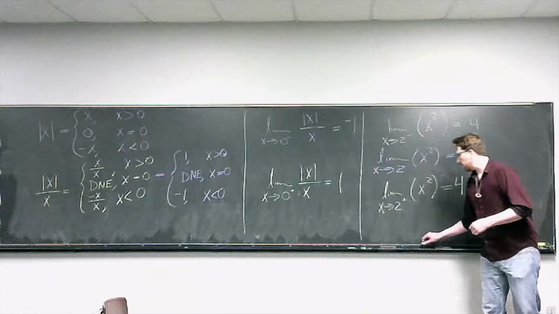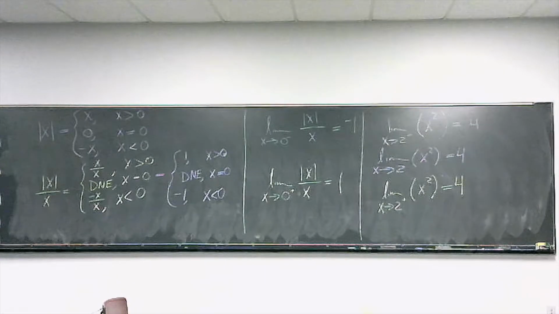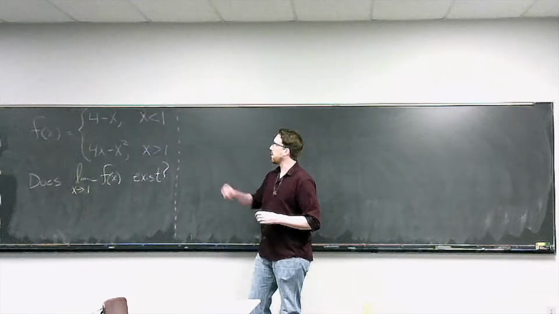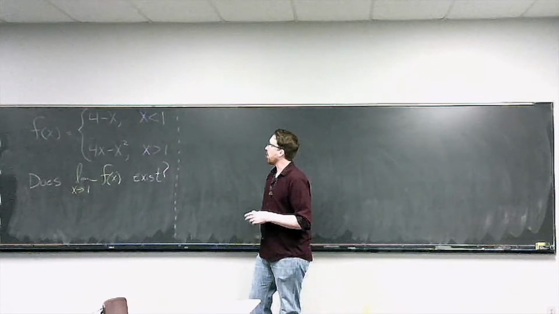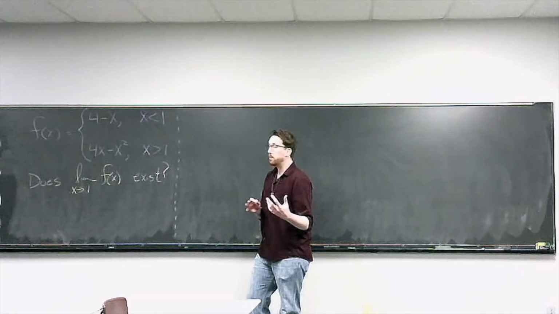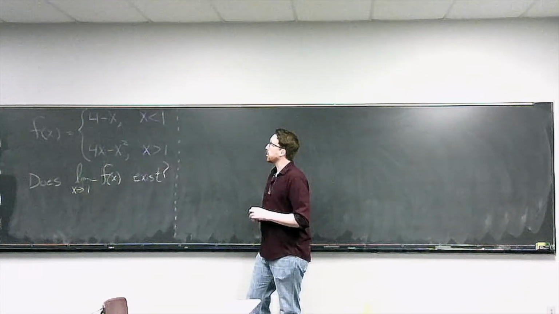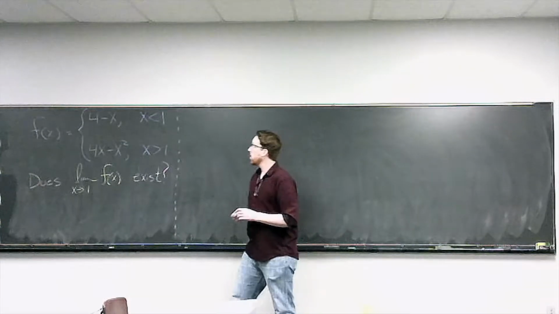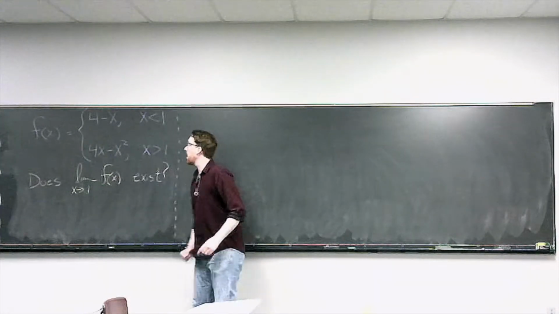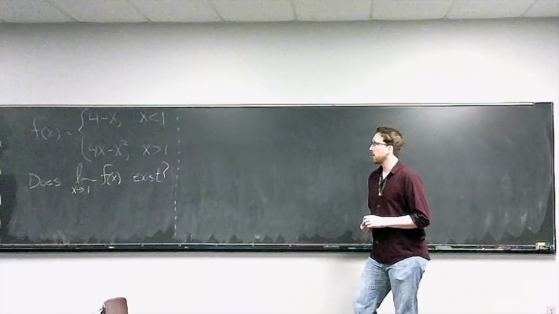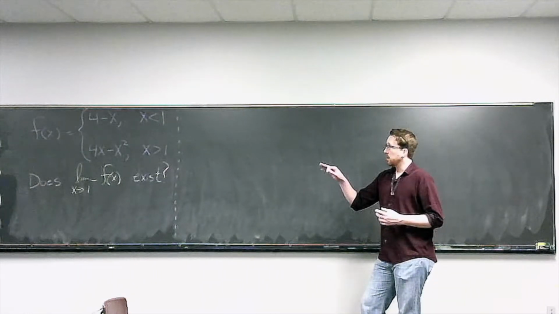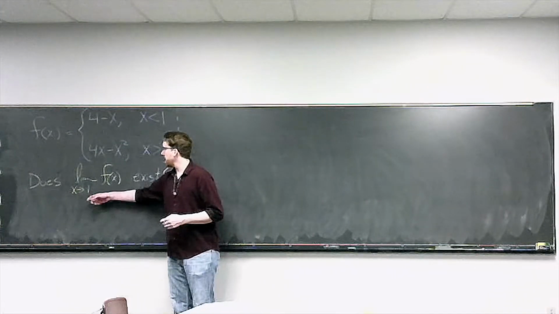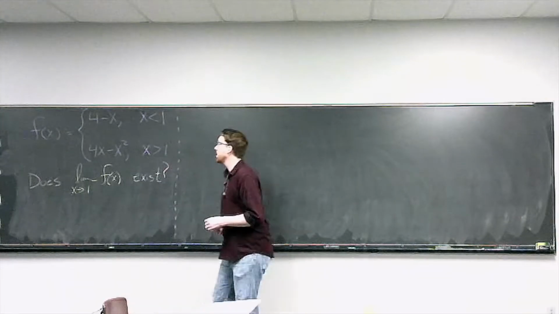So let's check out some more problems. Let's look into some of this stuff. So as an example problem, let's consider this piecewise function here. For all of the x values to the left of 1, we've got that our function is equal to 4 minus x. And for all of the x values to the right of 1, we've got that our function is equal to 4x minus x squared. And we want to show if the limit as x approaches 1 of our function exists.